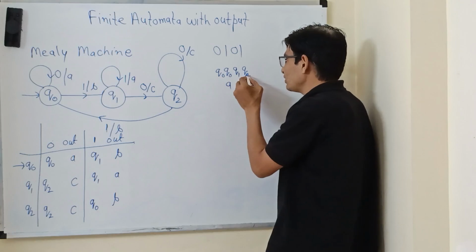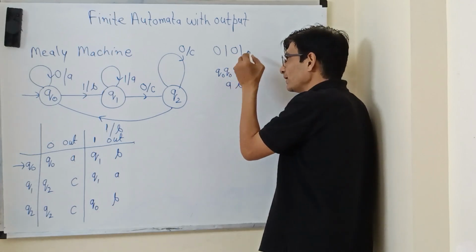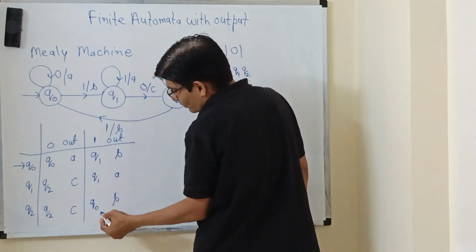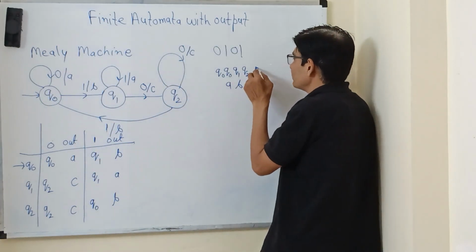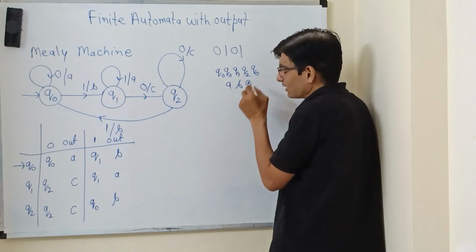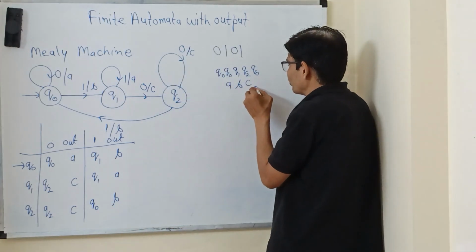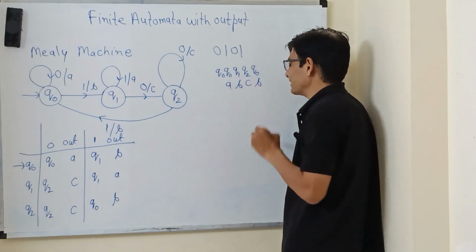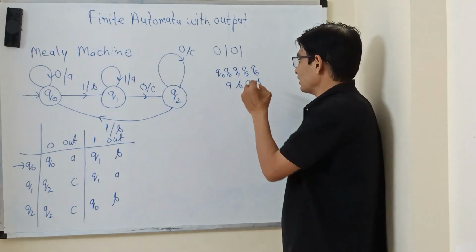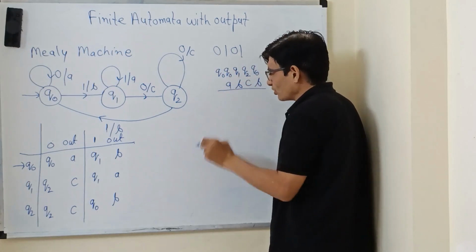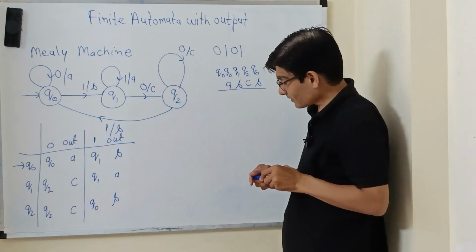Then we are on Q2 and we are reading 1. On Q2, if we are getting 1, we go back to Q0, and the output for this transition is B. That is generated as output. Now the string is completed, so this is the final output of this machine.